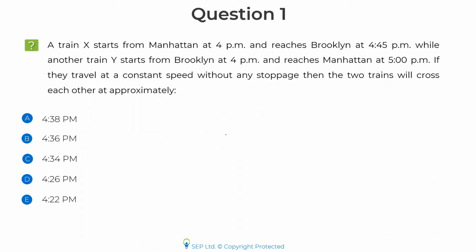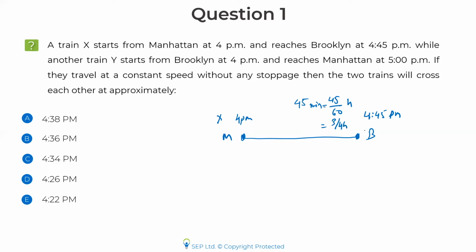So there are two stations. One is Manhattan, one is Brooklyn. I have no idea about the distance. However, I know there is a train X which starts at 4 p.m. from Manhattan and reaches Brooklyn at 4:45 p.m. So I can understand that this particular train is taking 45 minutes, or if I want to convert it into hours, I can say it is taking 3 by 4 hours to reach from Manhattan to Brooklyn.